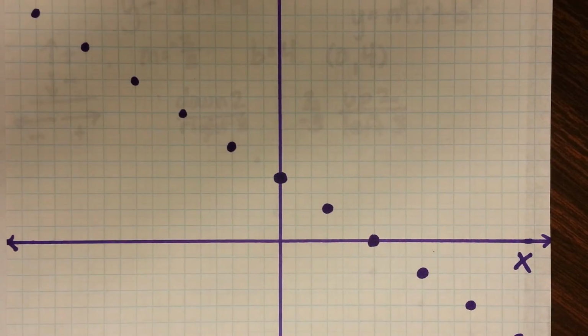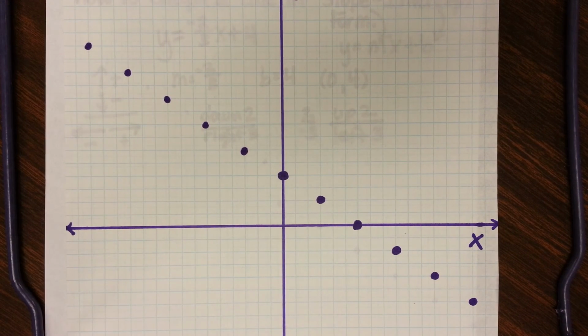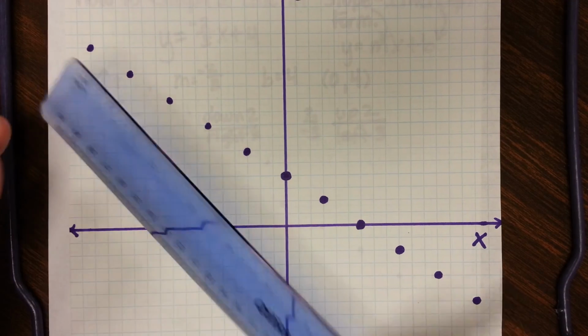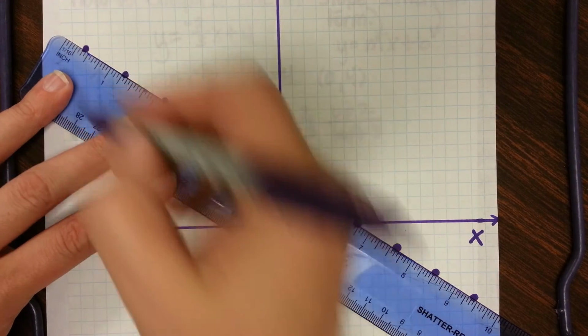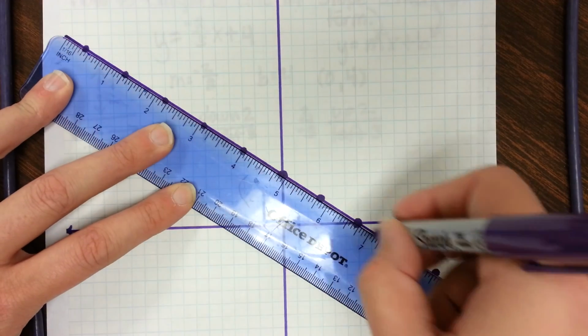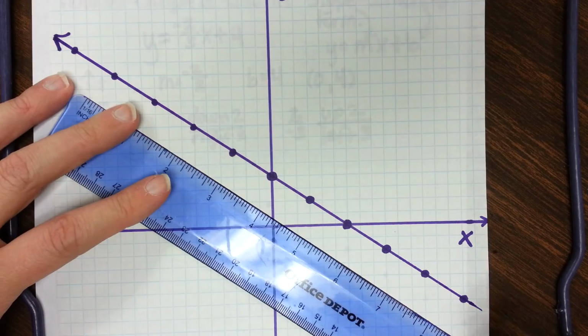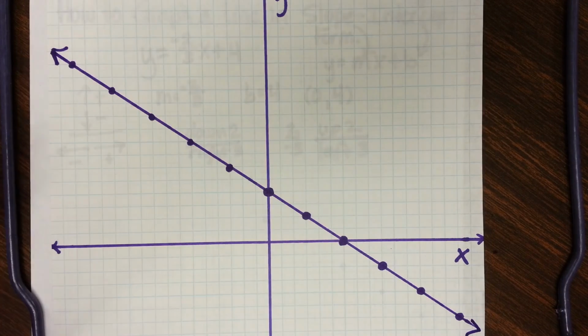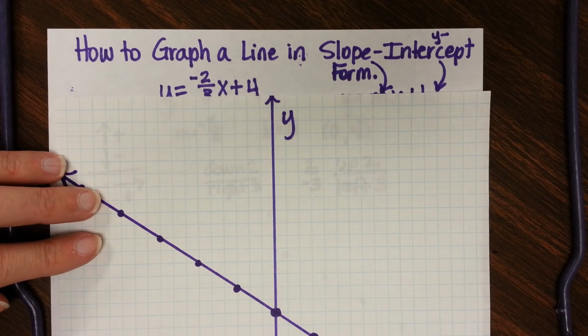After you've reached the edge of your graph, you would find a straight edge and connect the line. Connect the dots to make a line. And that is how you graph in slope-intercept form.